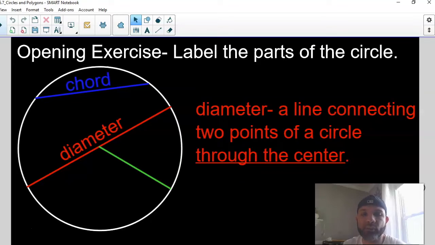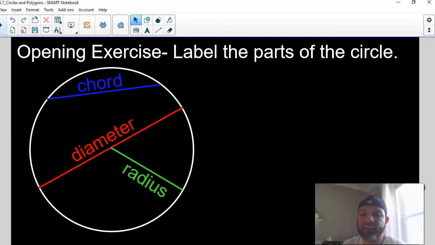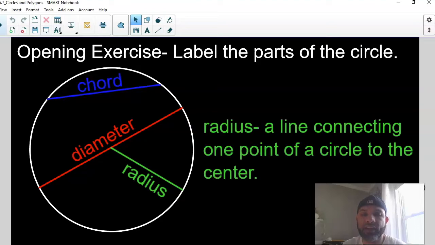And then that green line, what is that? Well, that is the radius. Now what is a radius? A radius is a line connecting 1 point of a circle to the center. So it goes to the center of the circle, but it only touches one part of the circle. The other two touch 2 parts; this one only touches 1. And one can say that the radius is basically half of a diameter. 2 radiuses give you a diameter.